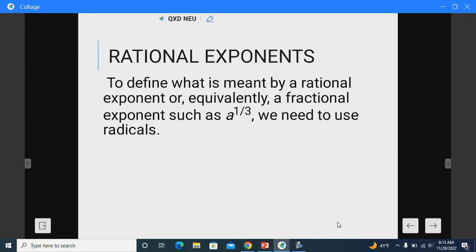So, rational exponents, let's define. To define what is meant by a rational exponent, or equivalently a fractional exponent, such as a to the power of 1/3, we need to use radicals.